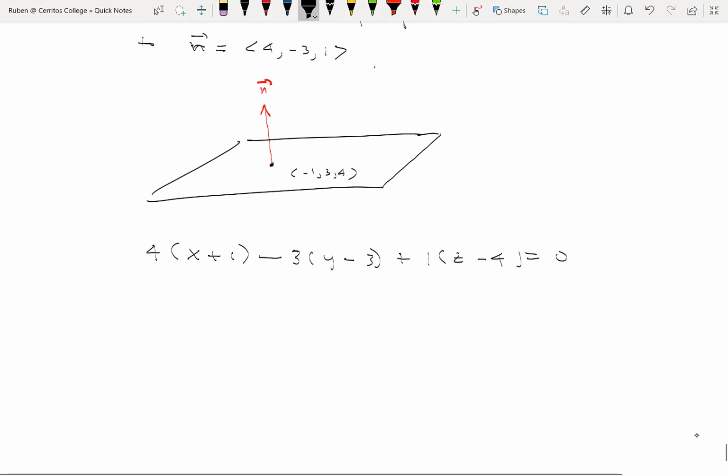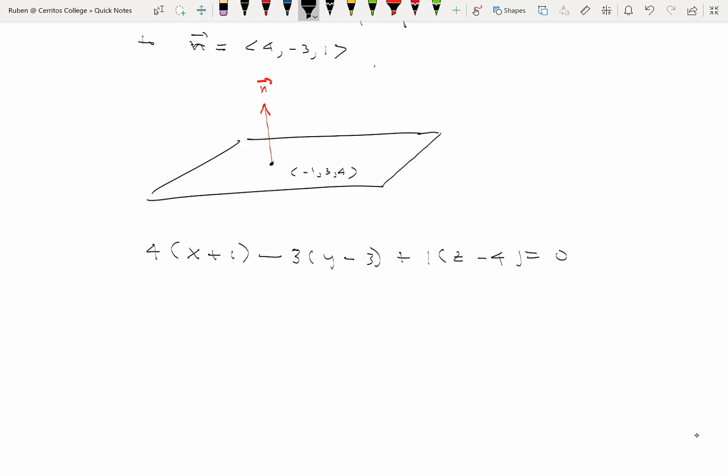Okay. So let's distribute and simplify stuff. So we get 4x, just the variables first, minus 3y plus z. Then I'm going to get 4 by distributing the 4 into the first set of parentheses, plus 9, which is 13, minus 4 is plus 9, equals 0.